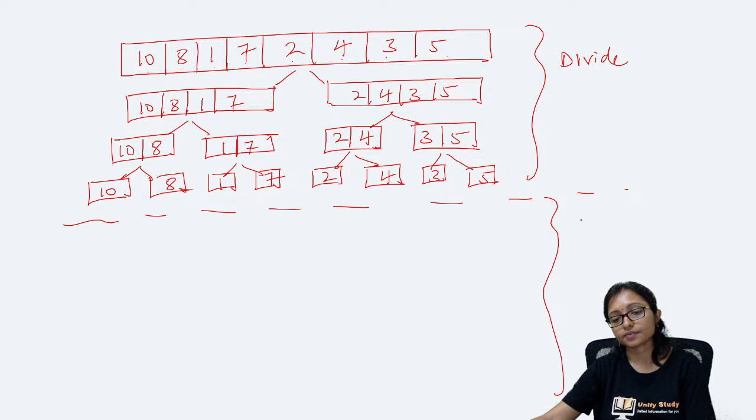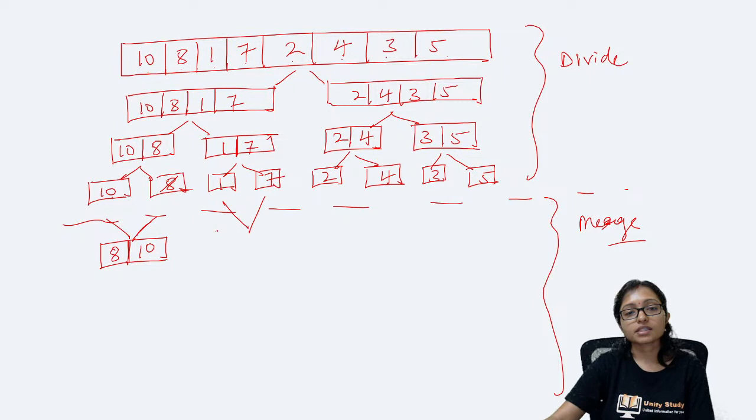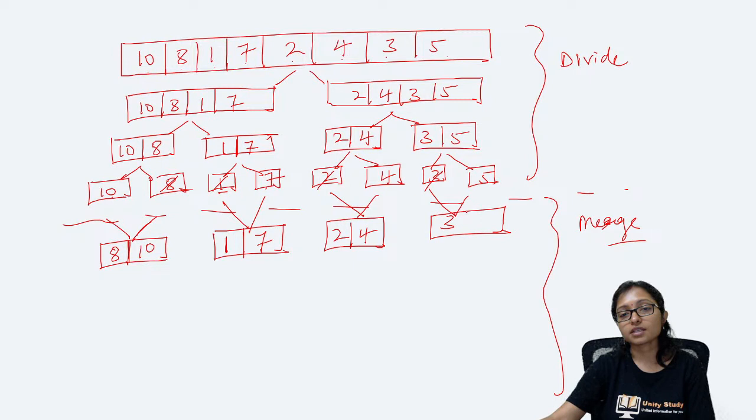How to merge? Here 2 will be compared. There are only 2 elements, that is 8 and 10. Out of 8 and 10, which one is smaller? 8. Delete 8 from the source. Only 10 is remaining. Put the 10. Same way 1 and 7, first 1 will come, delete it, 7 is remaining. Same way 2 and 4, 2 will come, 4 is this. Same way 3 and 5, 3 is deleted, 5 is here, right?